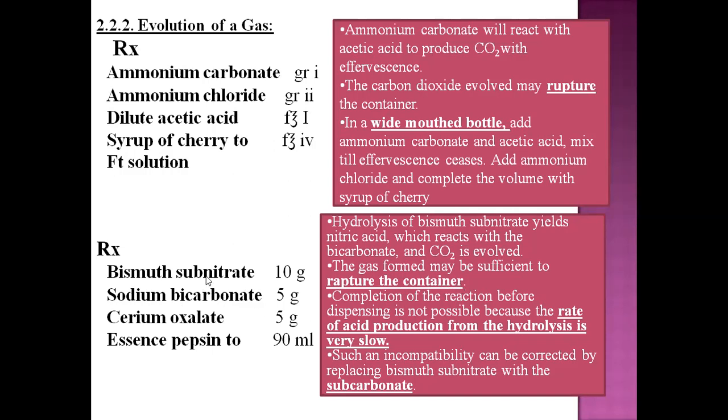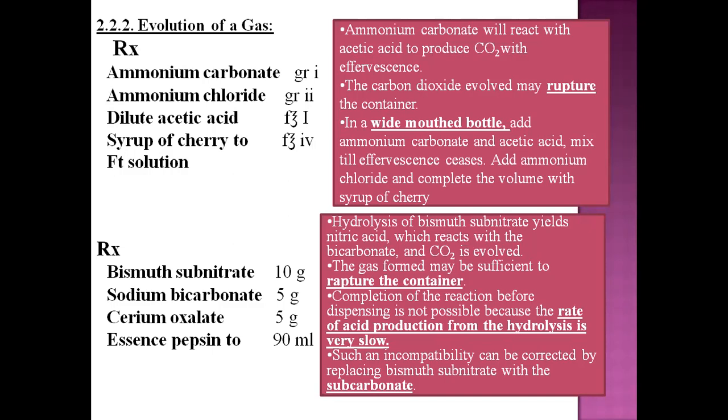The problem is this reaction takes place slowly because it depends on the hydrolysis of bismuth subnitrate. This hydrolysis would lead to the formation of nitric acid. It takes place slowly. You cannot just do it in a wide-mouthed bottle as you did in the last example. So you cannot just mix bismuth subnitrate with sodium bicarb, cerium oxalate, essence of pepsin and wait for the nitric acid to evolve and react with bicarb, leading to carbon dioxide being evolved and the effervescence ending. This is not the case, because bismuth subnitrate hydrolyzes slowly, and may take months to form nitric acid. The completion of the reaction before dispensing is not possible because the rate of acid production from the hydrolysis is very slow.